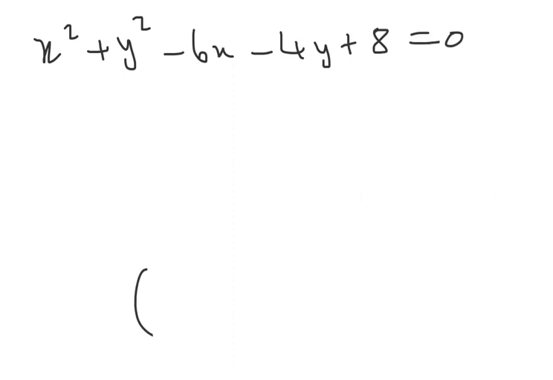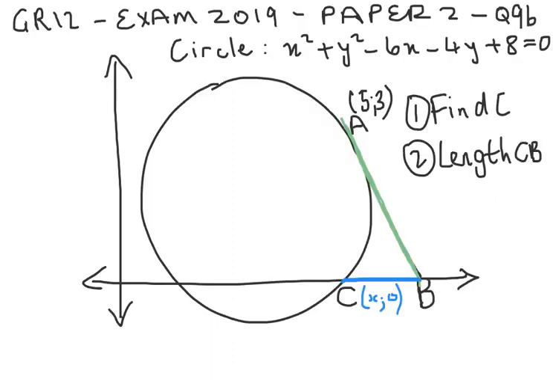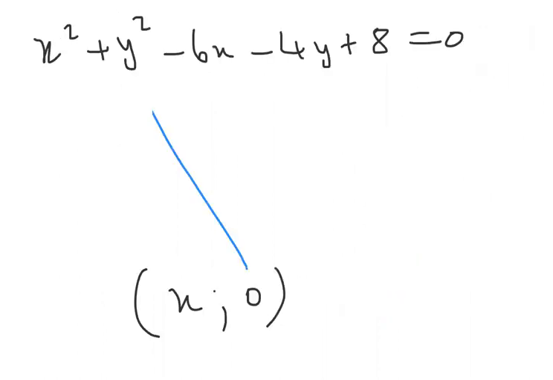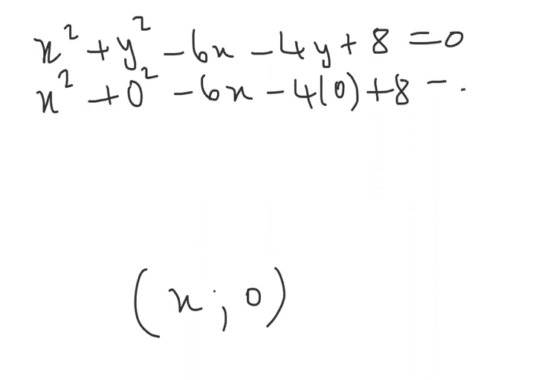We add that point x and 0. So we need the coordinates of C. We know y is 0 because this is on the x-axis, and if a point is on the x-axis, then the y coordinate of that will be 0. So let's put this 0 wherever we see the y, and let's see if we can calculate x. So x squared plus 0 squared minus 6x minus 4 times 0 plus 8 equals 0.